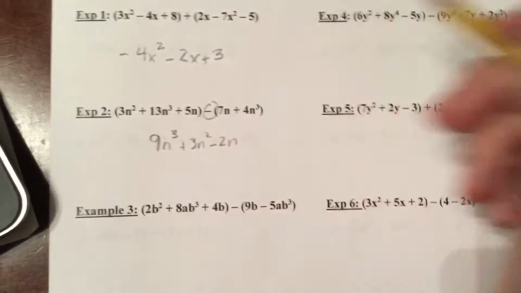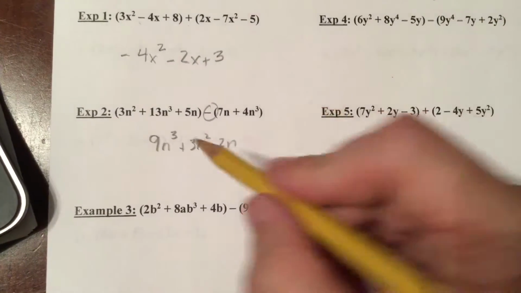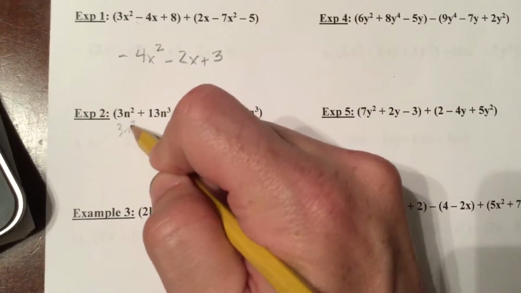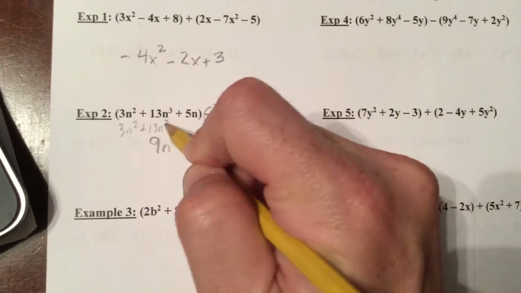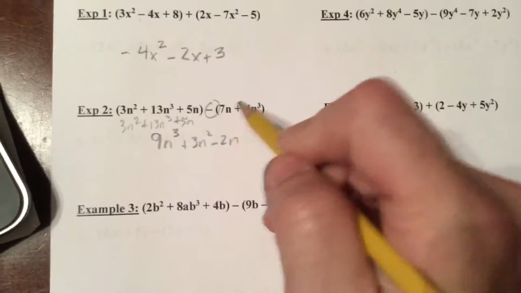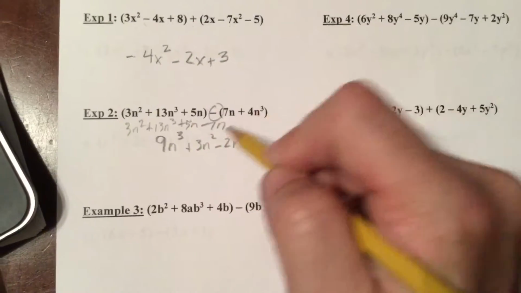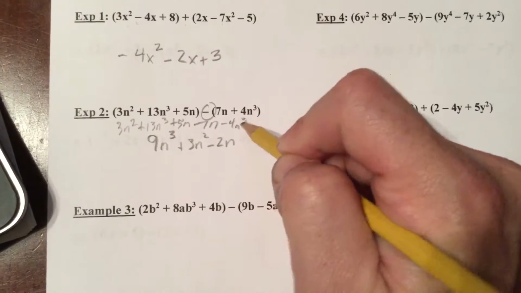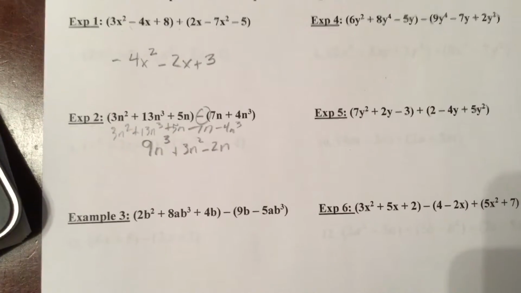This minus sign is the same thing as distributing by a negative 1. So I could have solved this by keeping my original as it was, and then negative 1 times 7 and negative 1 times 4, and then just combine like terms like before.